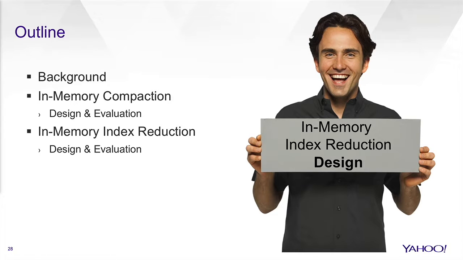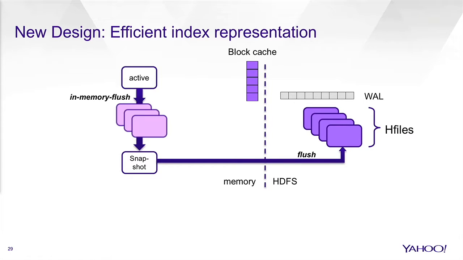So now I'm going to talk about index reduction. Let's switch to some other problem. We want to use less overhead per cell. It's not related already to the duplications. So this is what we have already seen.